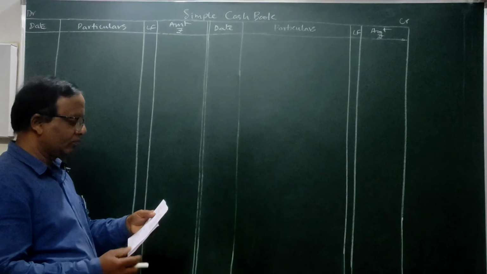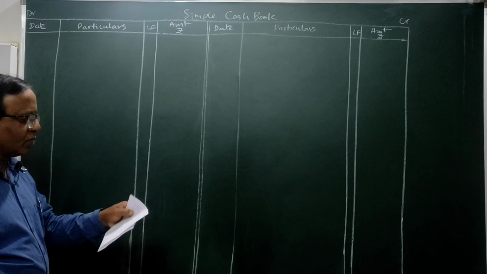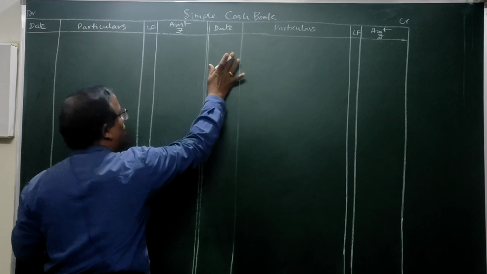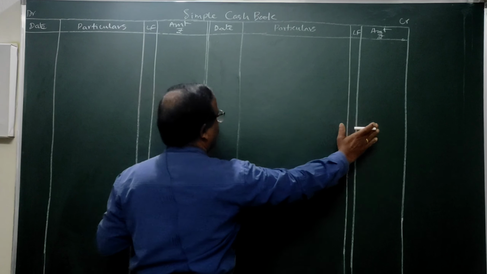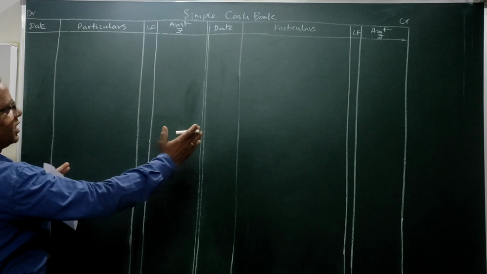Observe here. See, enter the following in the single column cash book. We call this the single column cash book because we have one column on the debit side to record the cash, and similarly on the credit side we have one column to record the cash. So this is the debit side, and that is the credit side.